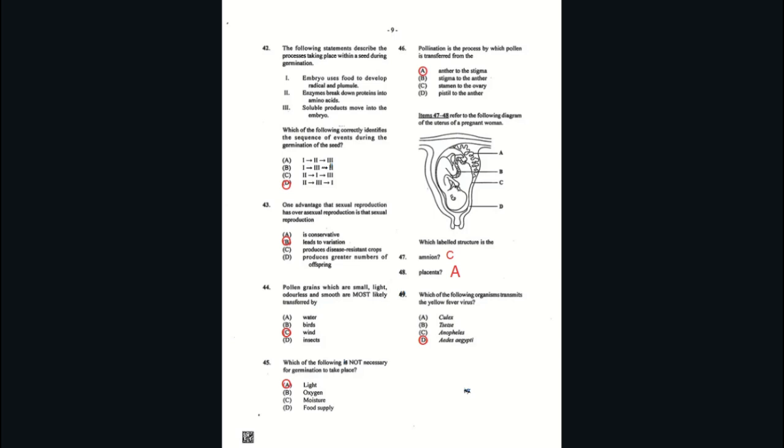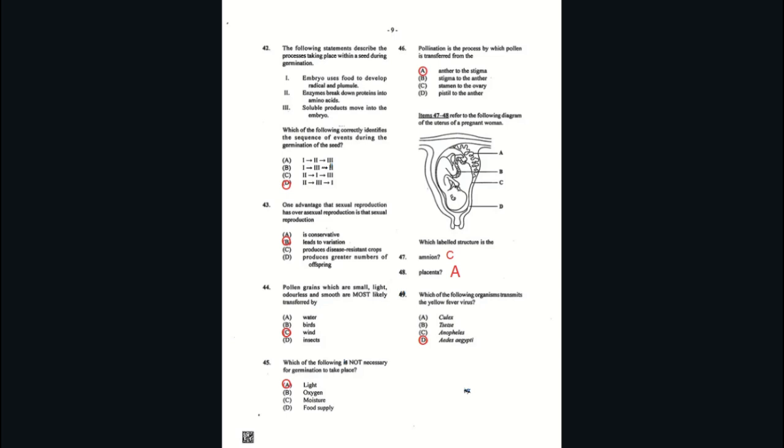Question number 46. Pollination is the process by which pollen is transferred from the anther to the stigma. Now we know that the anther is a male reproductive organ or part of the flower, right? And then the stigma is basically the female part, right?